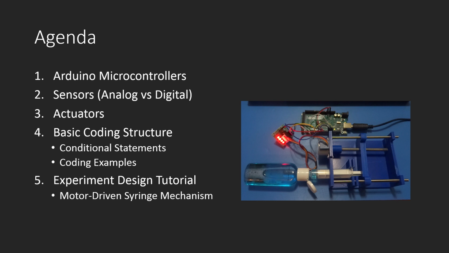We'll go over the basic coding structure in Arduino and learn about conditional statements, which are necessary to write the program. We'll also look at some basic programming examples using actual parts, like temperature sensors and LED lights. And at the end, I'll show you a tutorial on how to build a motor-driven syringe mechanism, which several teams using liquids might find useful.